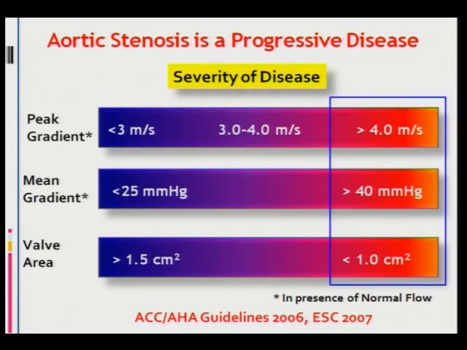But the current American guidelines require a peak velocity of more than 4 meters per second, a mean gradient of 40 millimeters of mercury, and a valve area of less than 1 centimeter square to diagnose severe aortic stenosis. But these values are dependent on normal flow and normal left ventricular function.